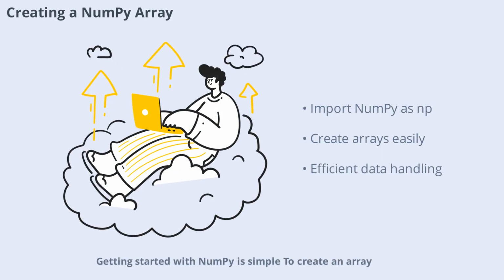Getting started with NumPy is simple. To create an array, you first need to import the library using import numpy as np. Then you can create an array by passing a list of numbers to np.array. For example, np.array([10, 20, 30]) creates an array with 3 elements. This array can now be used for fast and efficient calculations, making your data analysis tasks much easier.